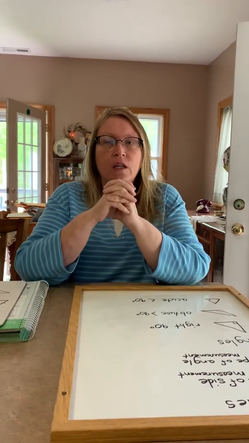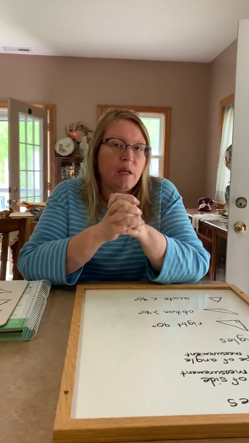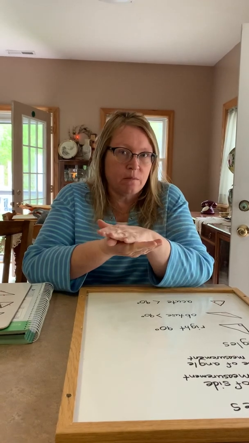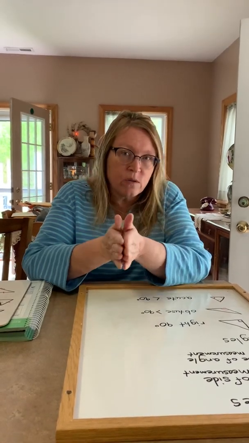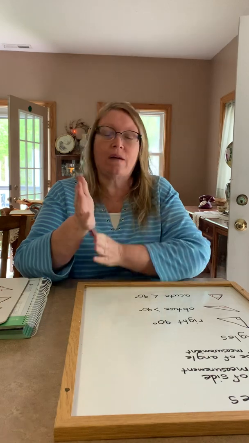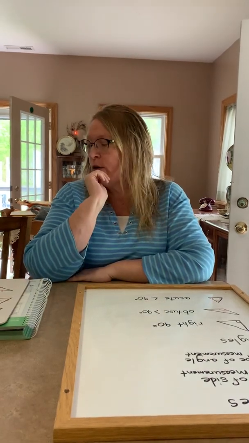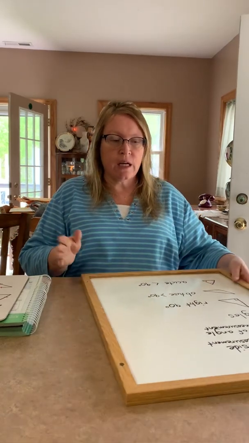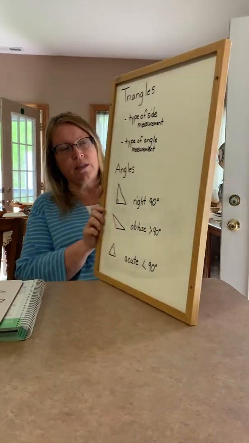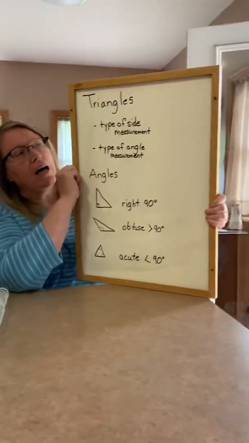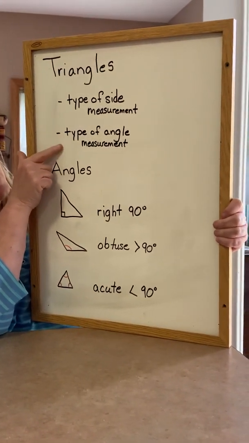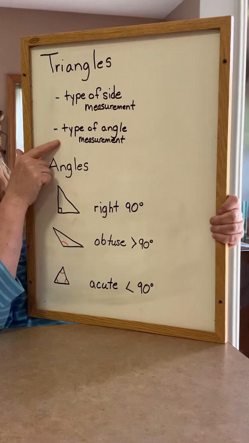Triangles can be identified in two ways, and you will name them or identify them with those two names. You have to be able to do that. So what you're going to do is think about a triangle: 3 sides, 3 angles. And we are going to classify them by the types of side measurements and the types of angle measurements.